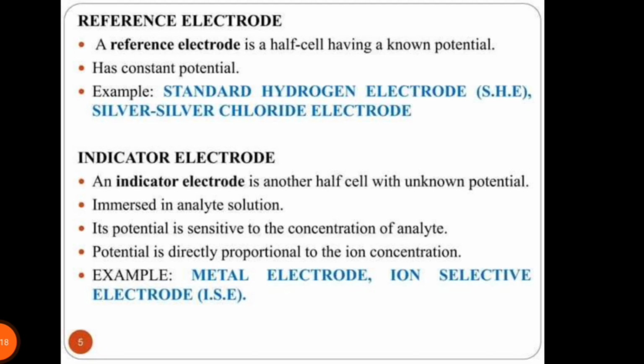Second is the reference electrode. A reference electrode is a half cell having a known potential, that has a constant potential. Examples are the standard hydrogen electrode and silver chloride electrode.